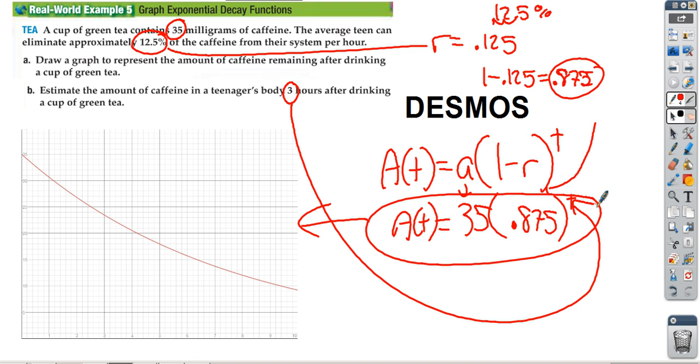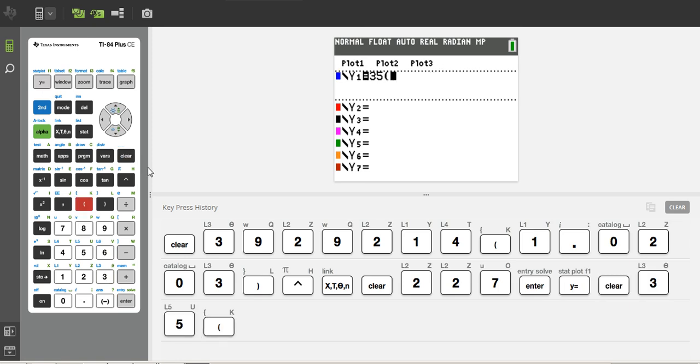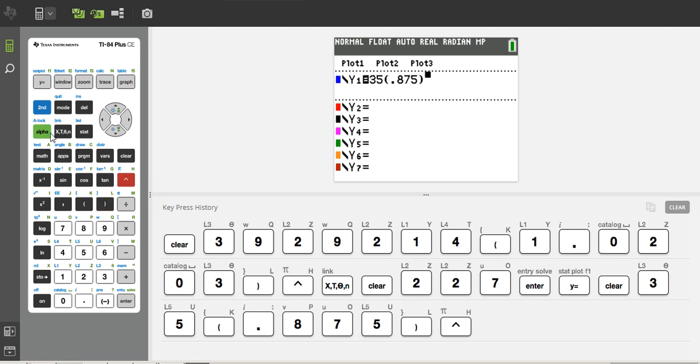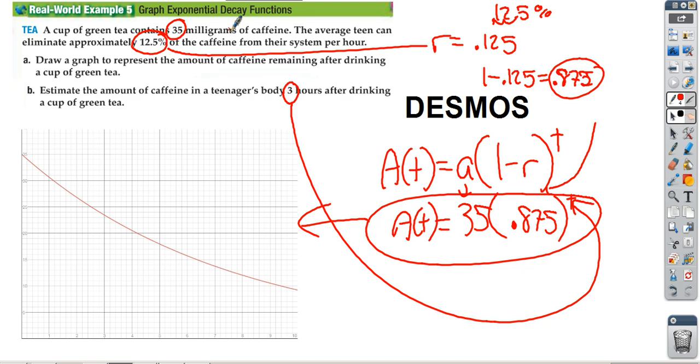And here's an easy way to do it. On the calculator, you can obviously just plug that in, or you can go like this. You can type in that equation, 35 parentheses 0.875 to the x power. And then we'll go to second table, and we want 3 hours after. So 3 hours after, there's the number. 23 milligrams would be left. So that's section 7.1 on graphing exponential functions.